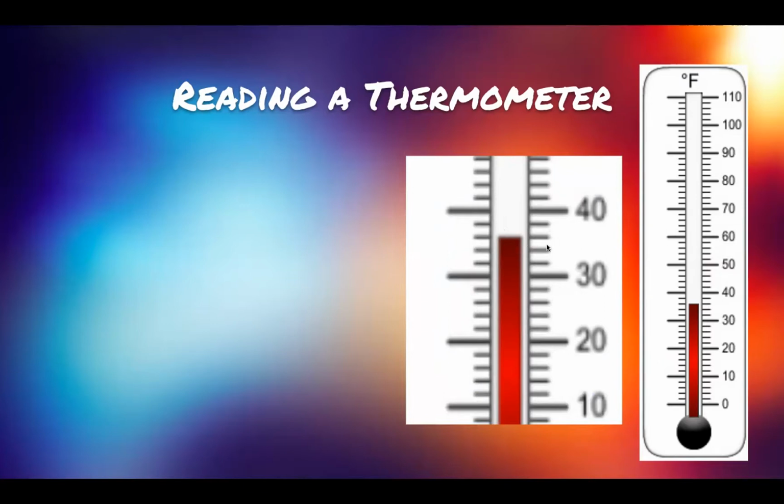Well, if I'm skip counting by tens and it's halfway between, that's probably going to be 5. So 30, 35, then 40. So I know that red line is about at 35. So that thermometer is telling me it is 35 degrees Fahrenheit.